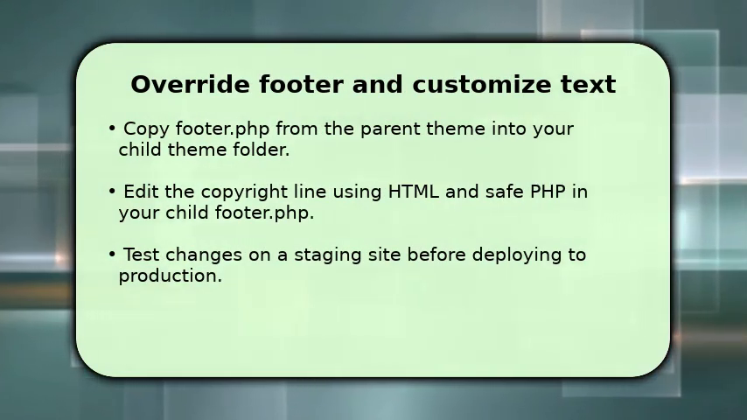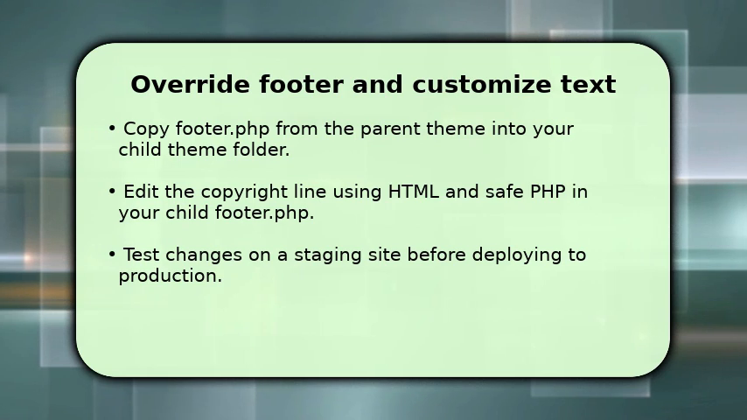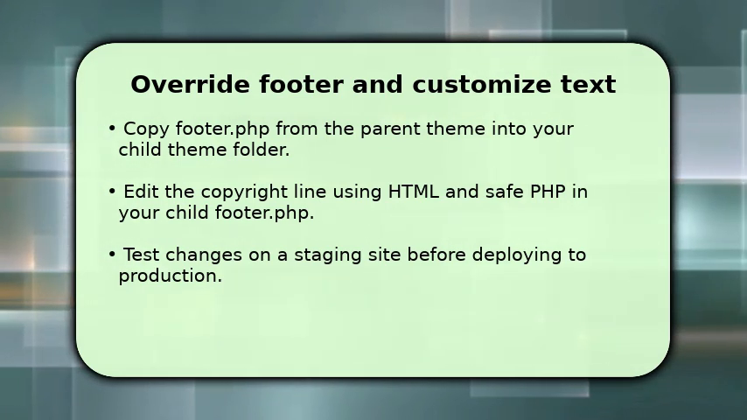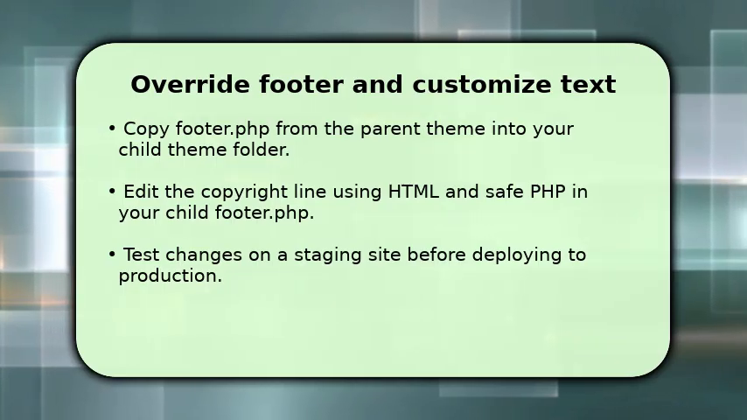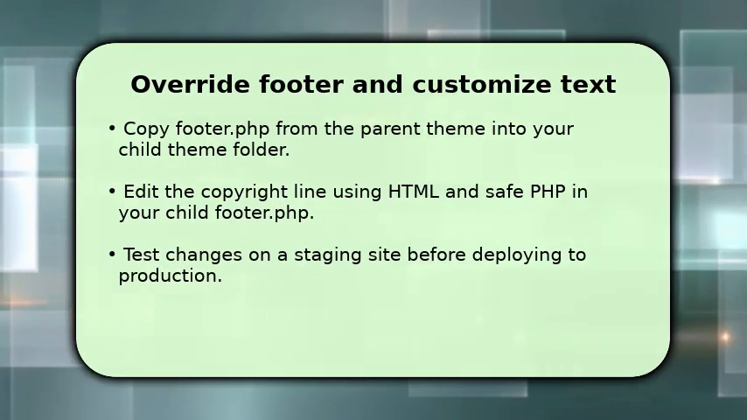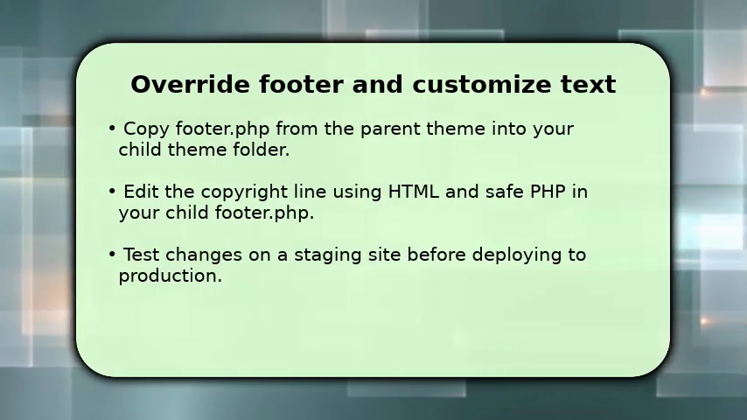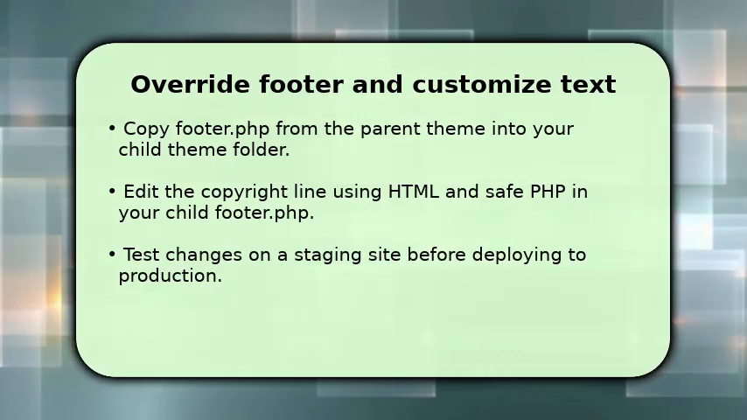Open the child footer.php and locate the copyright line or function call for copyright output. Replace or modify the HTML and safe PHP output to show your desired text, links, and year using PHP date. Wise: avoid editing core parent files directly to prevent future loss.